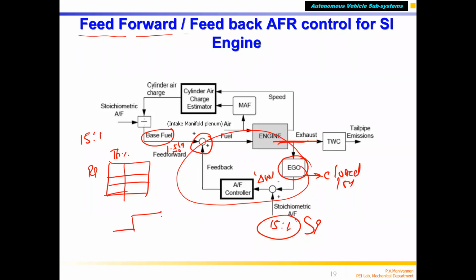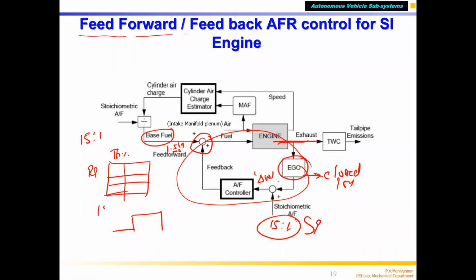The pulse will be like this. When you inject for this duration, the injection pulse is this much, the fuel is injected, combustion happens, and exhaust comes out. But the sensor says that it is lean. So the actual air fuel ratio is leaner than what I set, with the 15:1.